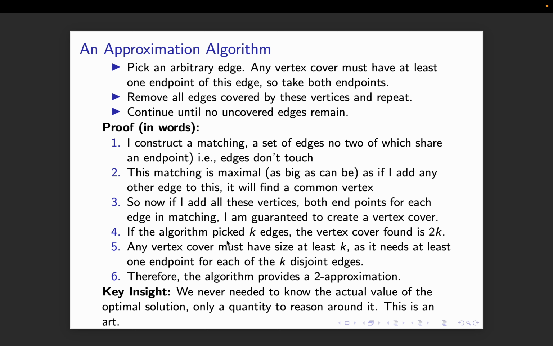We never needed to know how big the vertex cover is, but we know that vertex cover has to be at least k. It cannot be less than k. And if we know that the vertex cover is at least k, and we know that our vertex cover is of size 2k, we can say that our algorithm is at most twice as bad, cannot be any worse, right? So that's the first approximation algorithm. Pause and ponder over it for a while.